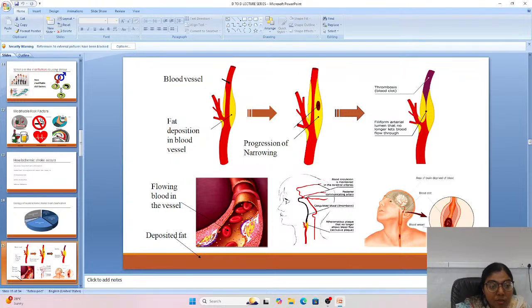This is a blood vessel in which fat deposition occurs, and then there is a progressive deposition of fat which leads to narrowing of the vessel, and then maybe there is an embolization of fat from this vessel to other vessels, which results in artery to artery stroke, or if there is a complete occlusion of a vessel, then also it can lead to stroke.